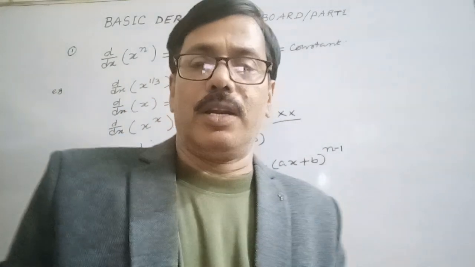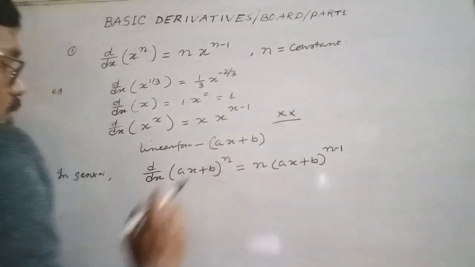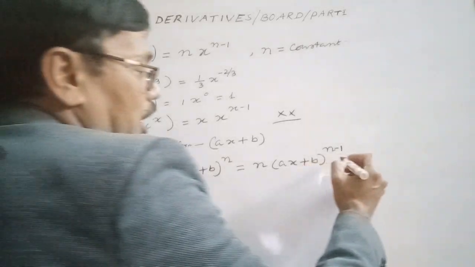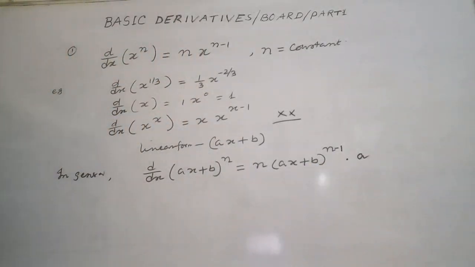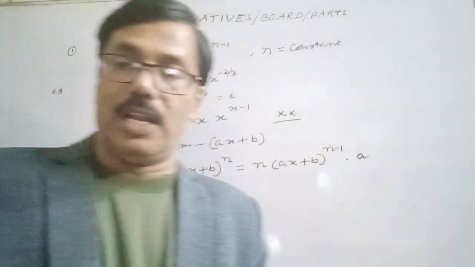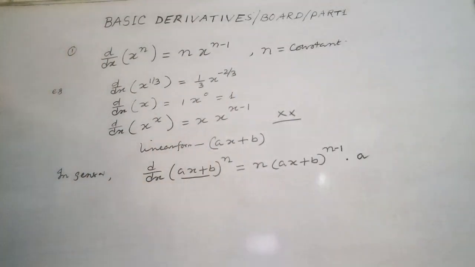But we remember it in this way. If it is linear and the power is constant, n comes forward, the power is diminished by 1, into the coefficient of x. This is n a into (ax plus b) whole to the power n minus 1. So this must be linear.